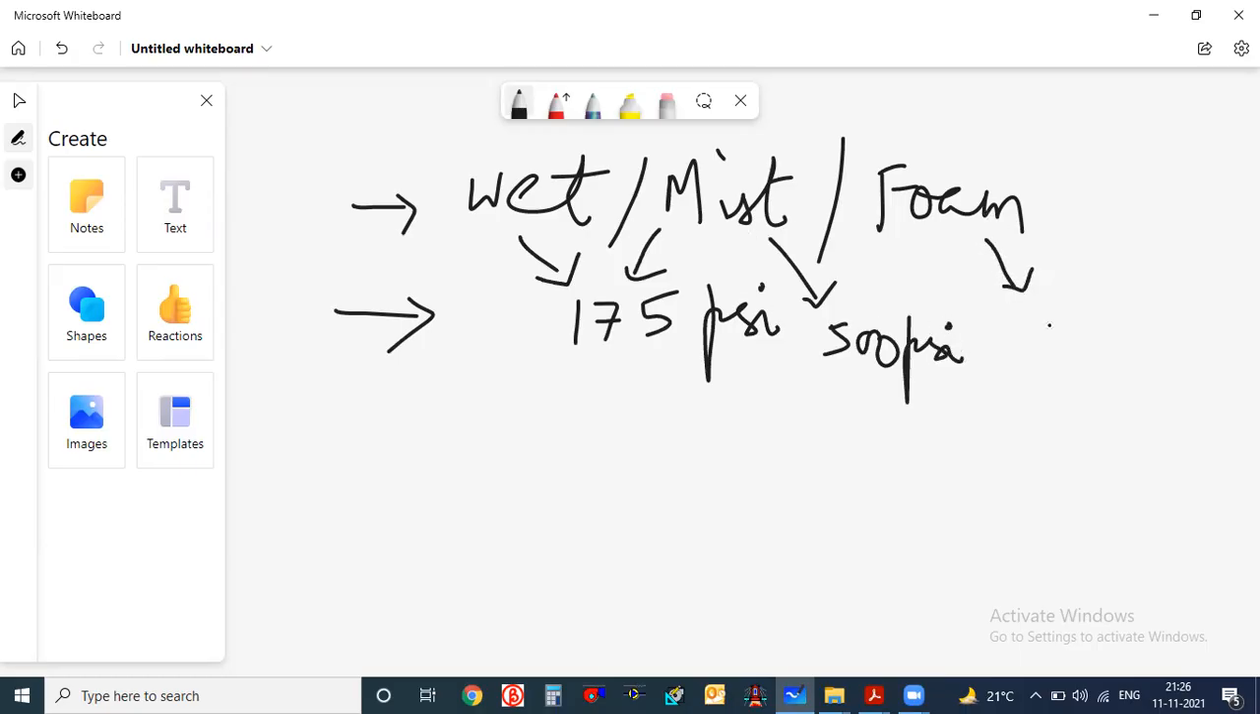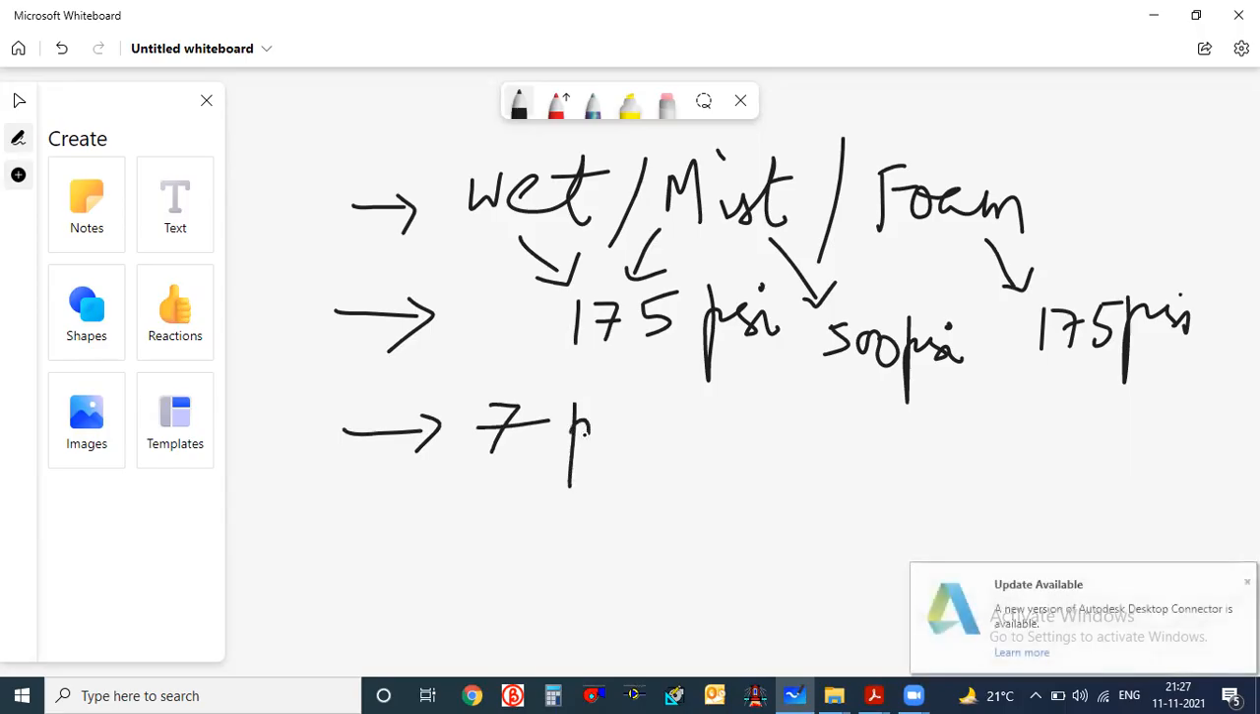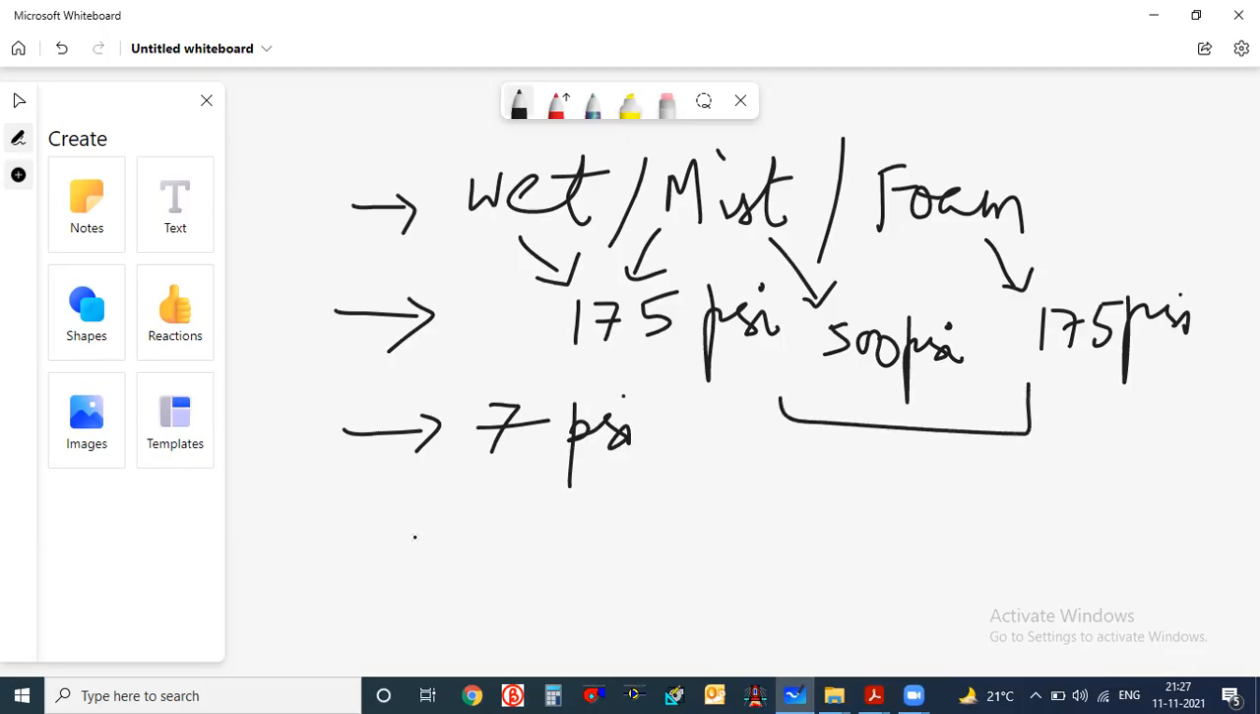Even in the foam system we have to maintain 175 psi as the maximum pressure, and the minimum residual pressure for the wet system is given as 7 psi. But if you check for any mist system or foam system, they have not given any minimum residual pressure. So whenever you are doing calculations for mist and foam, it's better to go for the supply mode. In supply mode, we have to give the maximum pressure, whatever pressure we require, that pressure we have to give.